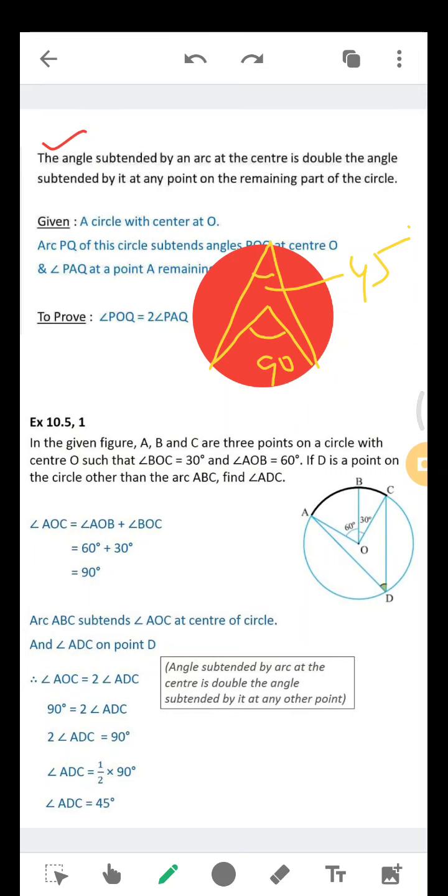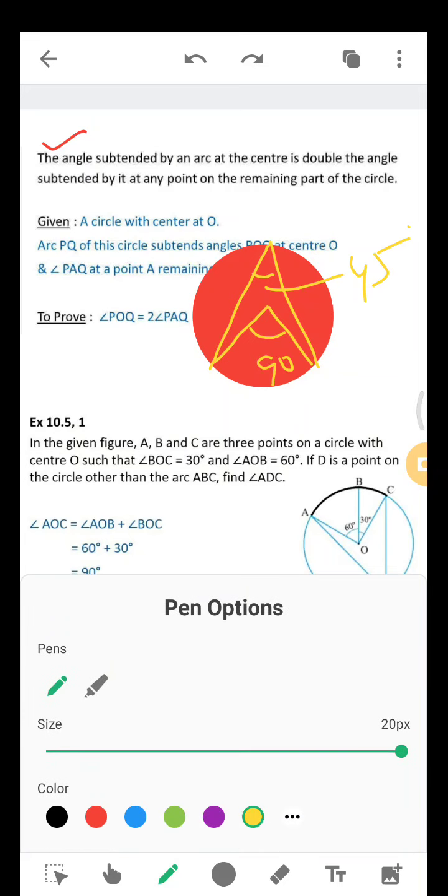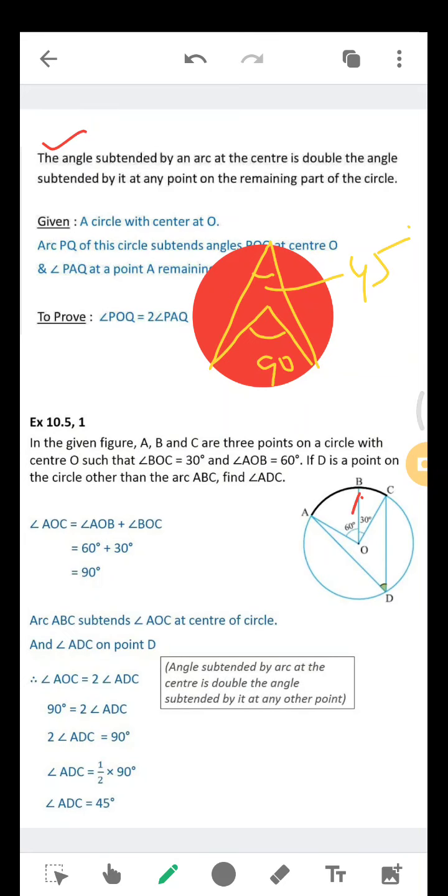You can see the same question here, question number 1 of exercise 10.5. In the figure it is given that A, B, C are 3 points on a circle with center O. These are the 3 points, and angle BOC is given as 30 degrees, and AOB is given as 60 degrees. If D is a point on the circle other than arc ABC, we have to find the measure of angle ADC. In short, if I rotate the figure which I have drawn here, it looks the same as this.